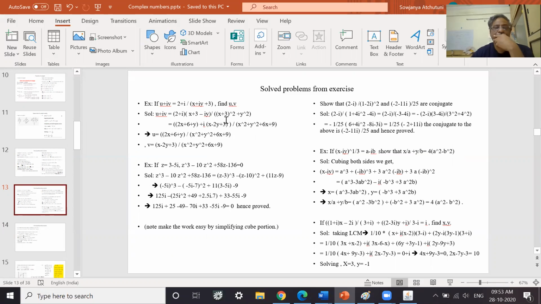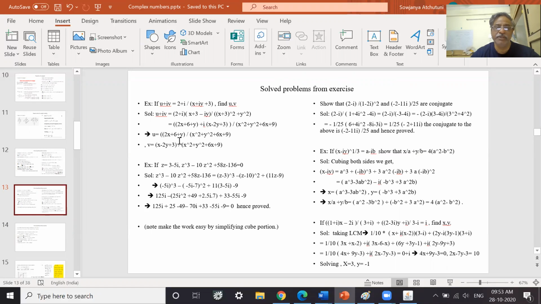Let us see. If u plus iv is this, find uv. Again, I have to simplify. x plus 3 minus iy, I have to multiply top and bottom. So this is a square plus b square. So when I simplified it, I got u is the real part of this and v is the imaginary part of this. Suppose z is this. What is z cubed, z square, 58, z simple?